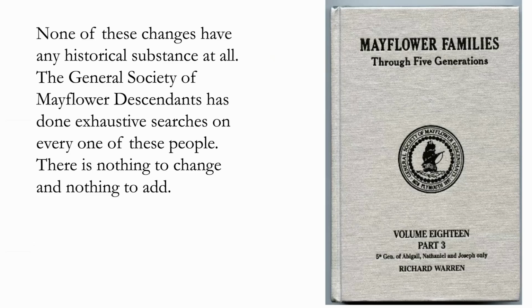And here's part 3 of the book for Richard Warren. And there are 2 more parts. That's all the information there is about Richard Warren and his five generations of descendants. And if there's anything to be added to it, you can go try to get the Mayflower Society to agree with you.